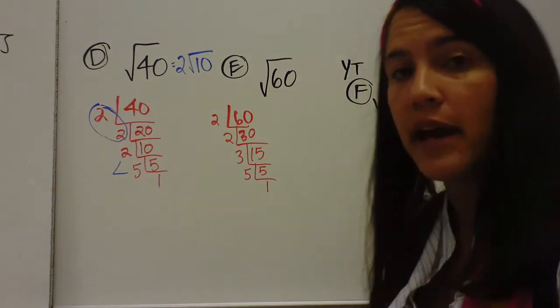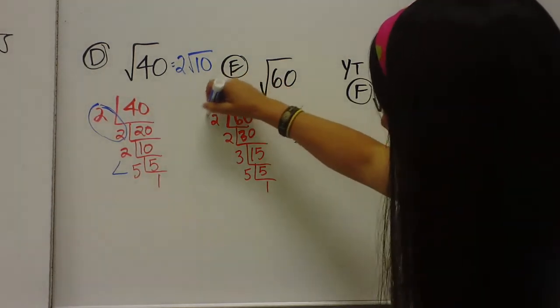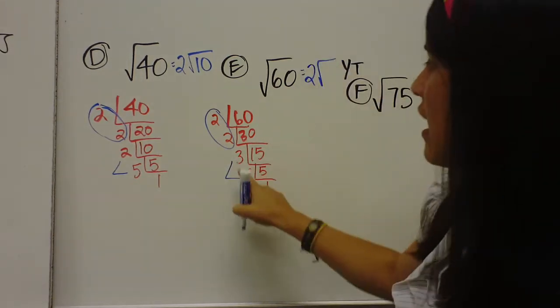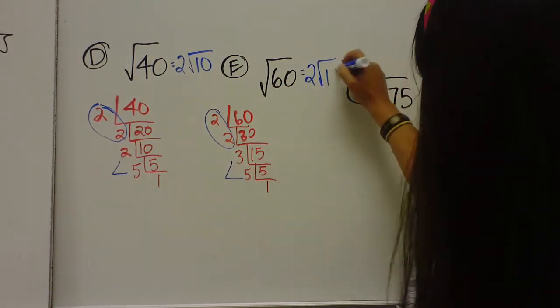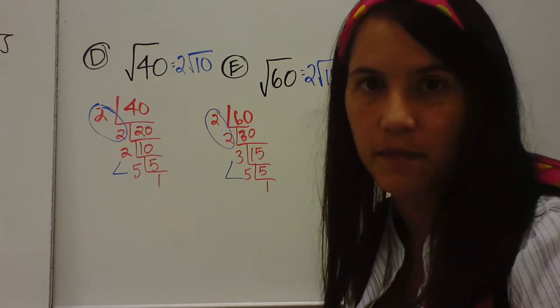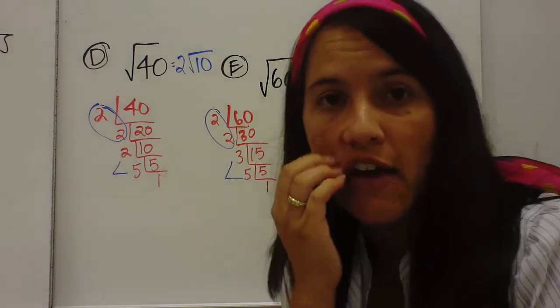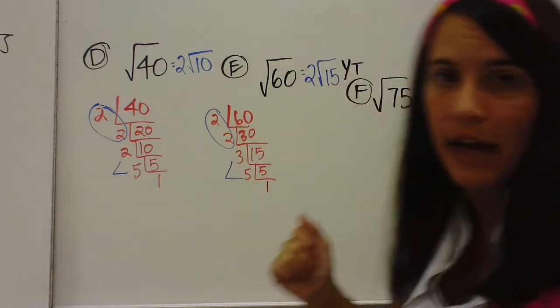So we circle our pairs. I have a pair of 2's. So I know my answer is going to be 2. And 3 times 5 is 15. So 2 root 15. That's how you simplify radicals. So I have a you try. I want you to try F, pause it, and then when you get done, press play.